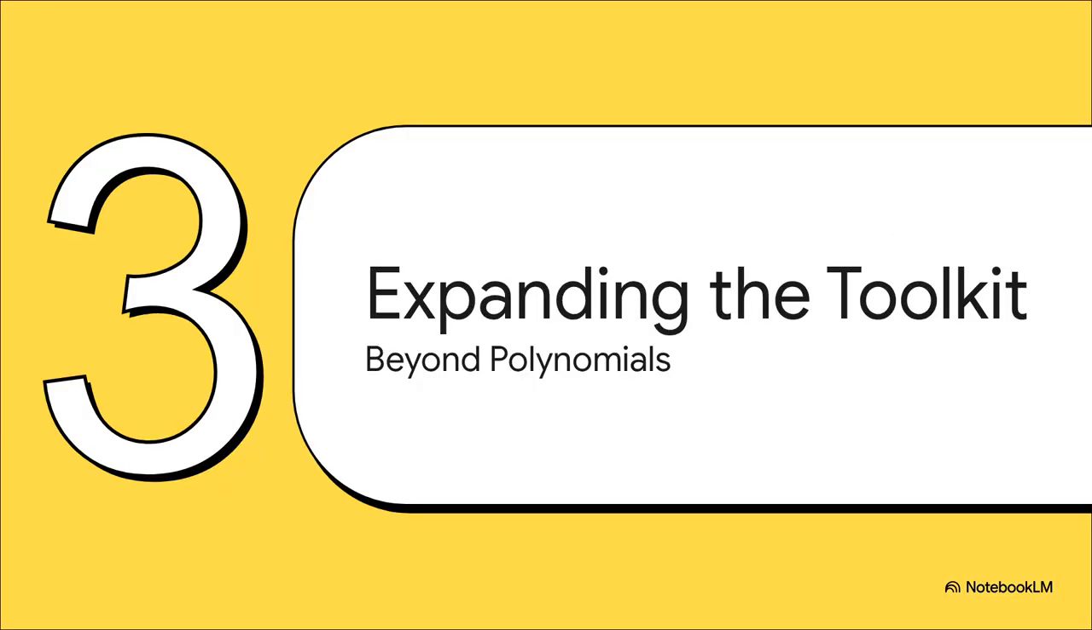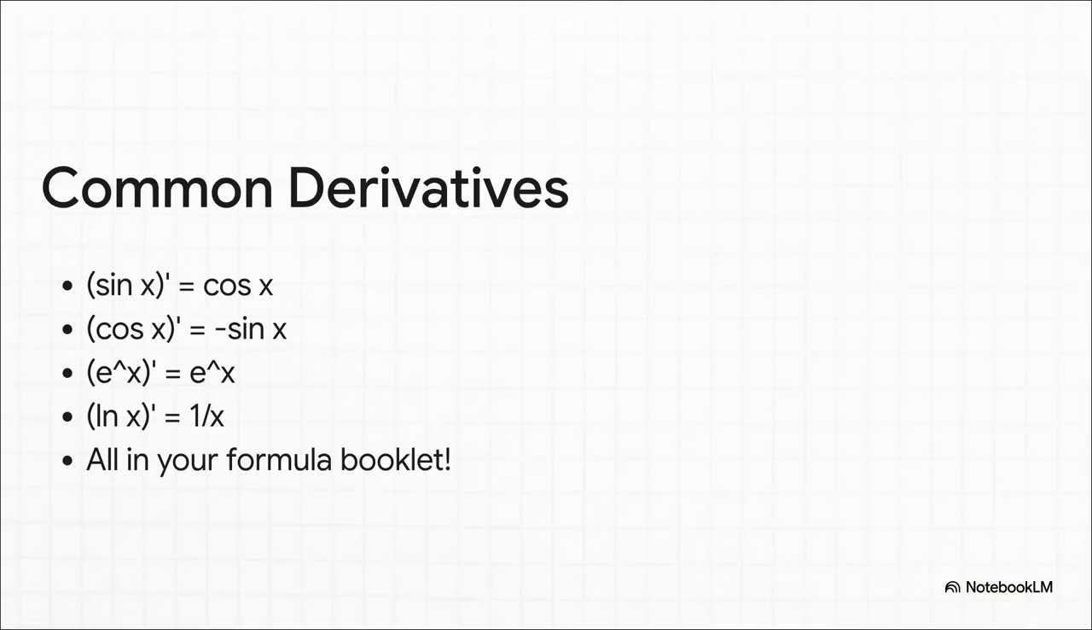Okay, so we've got polynomials covered, but the world is full of other kinds of functions, right? So let's expand our toolkit and look at some of the other common types of functions you're definitely going to see. Here are some of the real heavy hitters. You've got your trig functions, sine and cosine, which just cycle between each other. Then you have this amazing one, e to the x. Its derivative is just e to the x. How cool is that? And the natural log of x becomes 1 over x. Like the slide says, there are plenty more of these. But, and this is the great news, they are all in your formula booklet.